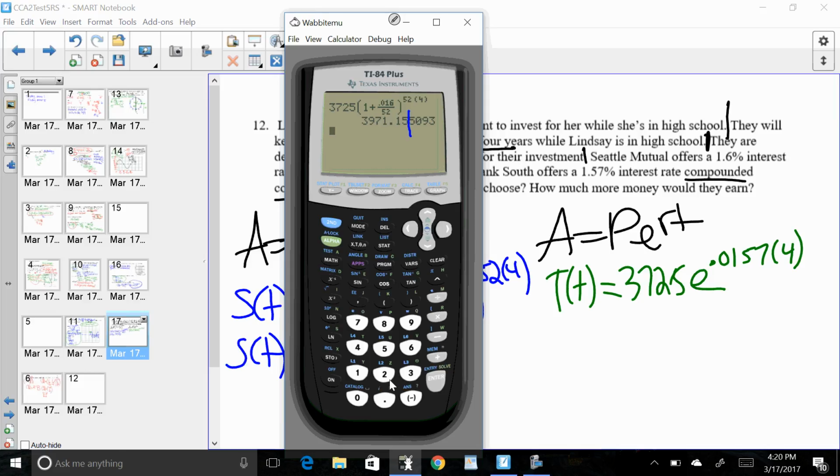Let's do 3725. If you still don't know where e is, then you've probably never done a weekly review ever, and you probably don't have a grade that's very high right now. It's in 2 places. It's above ln and it's above division. Because I have an exponent attached to it, I'm going to do the second ln, so that can save me like a third of a second instead of having to hit the other button. 0.0157 times 4. $3,966.43. Again, 2 decimal places unless it says otherwise.